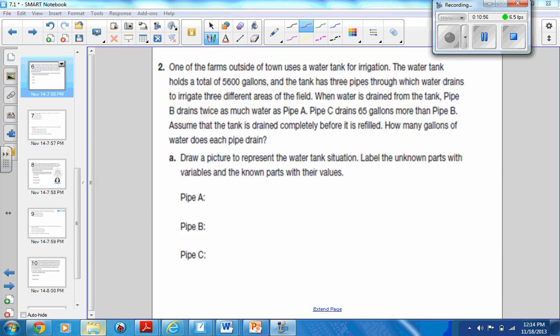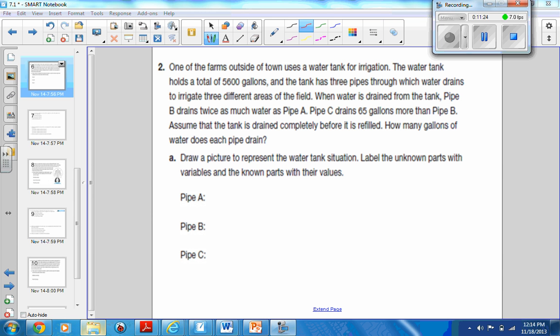The water tank holds a total of 5,600 gallons, and the tank has three pipes through which water drains to irrigate three different areas of the field. When water is drained from the tank, pipe B drains twice as much as pipe A. Pipe C drains 65 gallons more than pipe B. Assume that the tank is drained completely before it is refilled. How many gallons of water does each pipe drain?